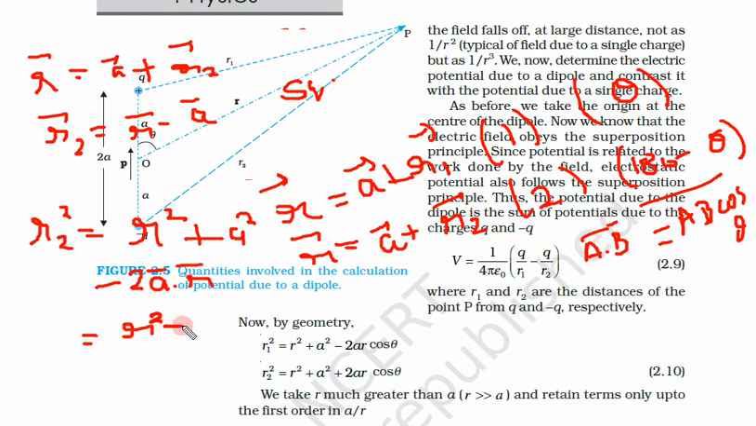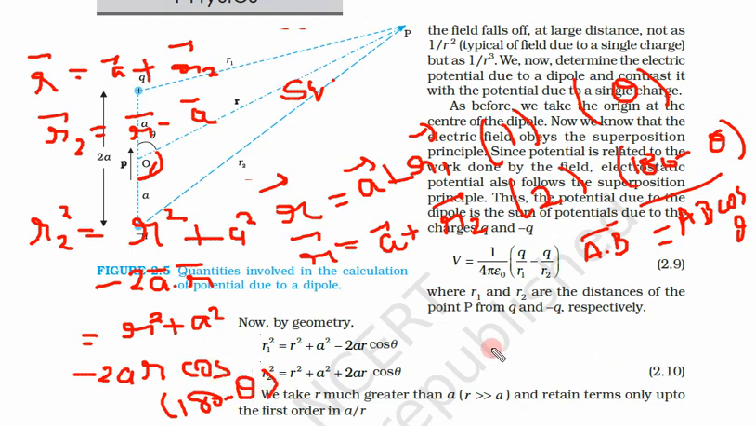R square plus A square, this is minus 2AR. Now this angle is 180 minus theta. So cos of 180 minus theta, this is the angle. When you see this, we are applying an identity: cos of 180 minus theta is simply equal to minus cos theta.